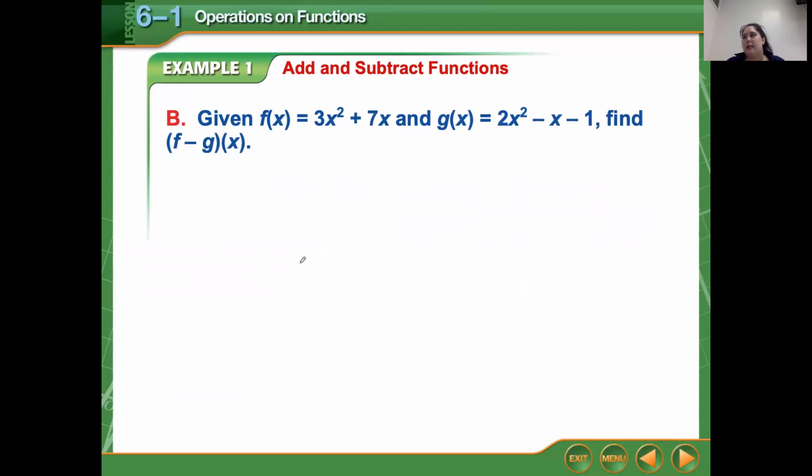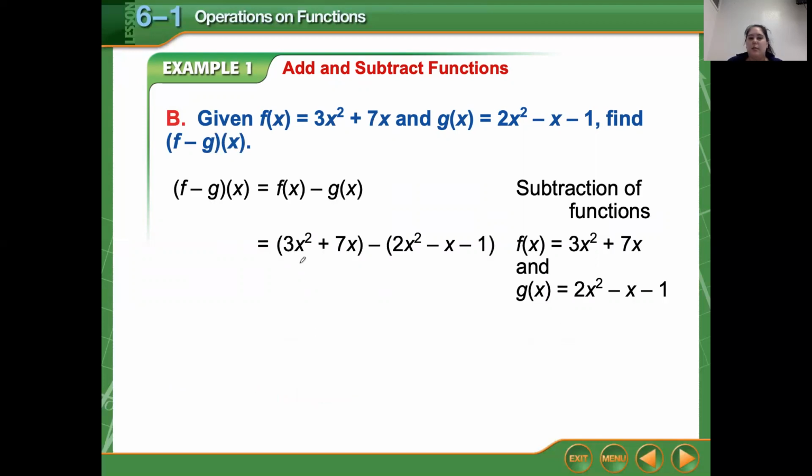So next it says to go ahead and find f minus g of x. So we're just going to subtract the two functions. So we're going to subtract like terms. And when we do that, we get x squared plus 8x plus 1. So do notice that the minus 1 becomes a positive 1 because we distribute this negative. So 0 minus negative 1 gets us positive 1.